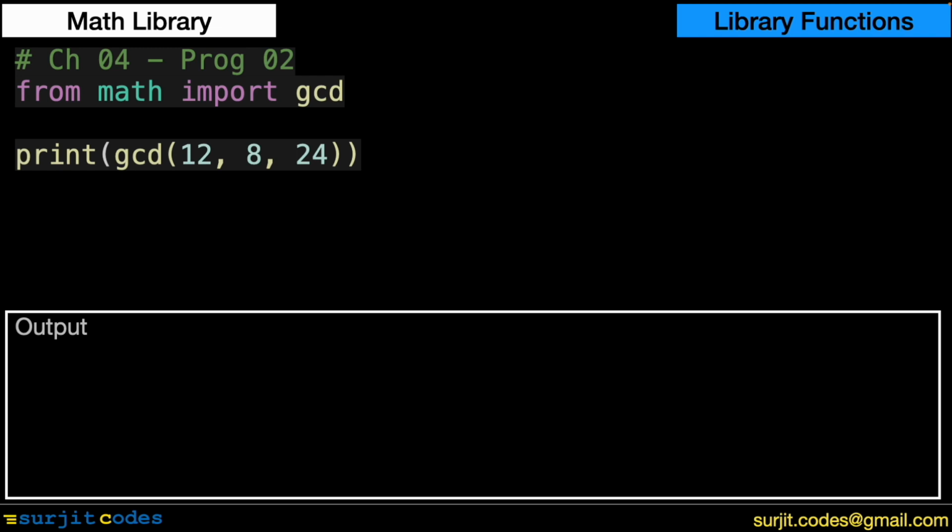GCD is a simple function that is also present in math library. It gives the greatest common divisor of its parameters.